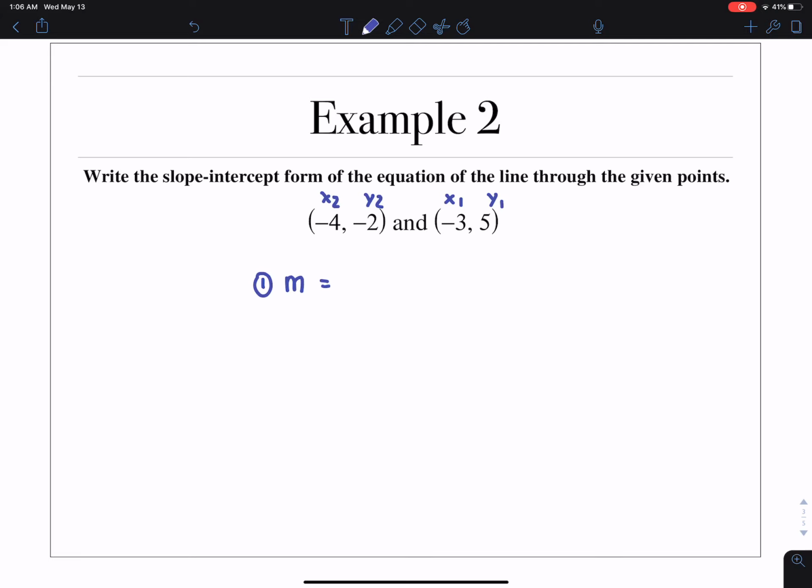So our slope is y2 minus y1, negative 2 minus 5, divided by x2 minus x1, negative 4 minus negative 3. So negative 2 minus 5 is negative 7, and then negative 4 plus 3 is going to give us negative 1. So our slope in this case is positive 7. Negative divided by negative gives us a positive.